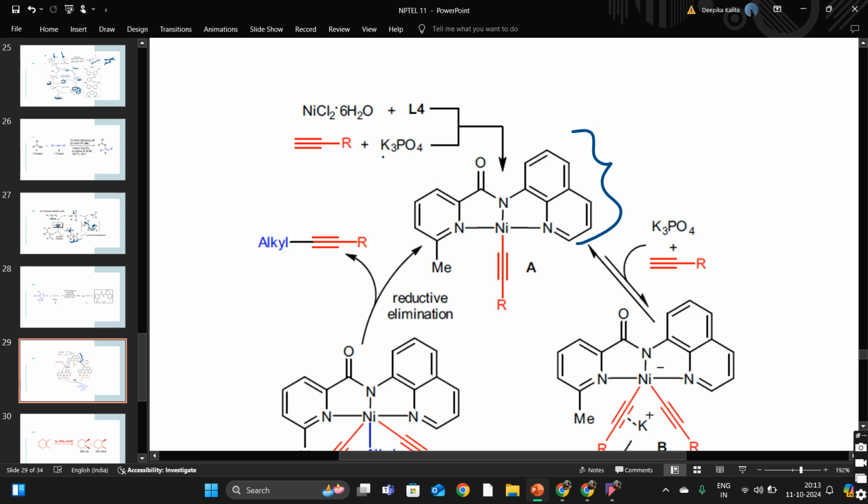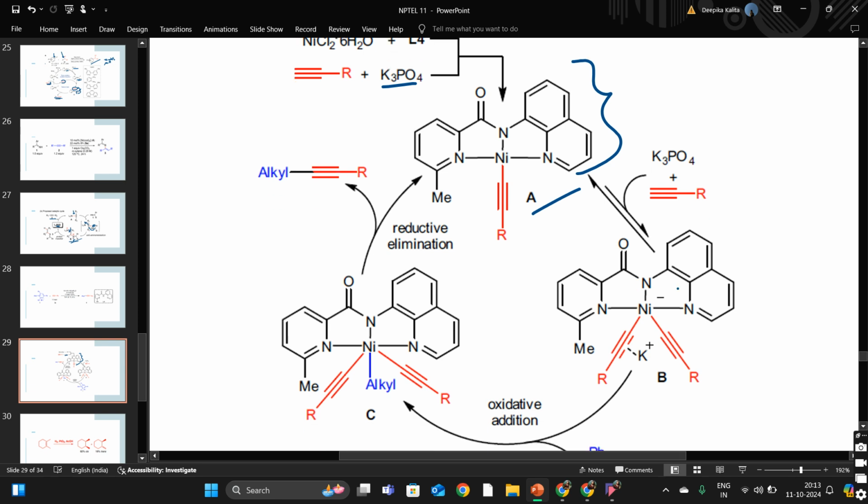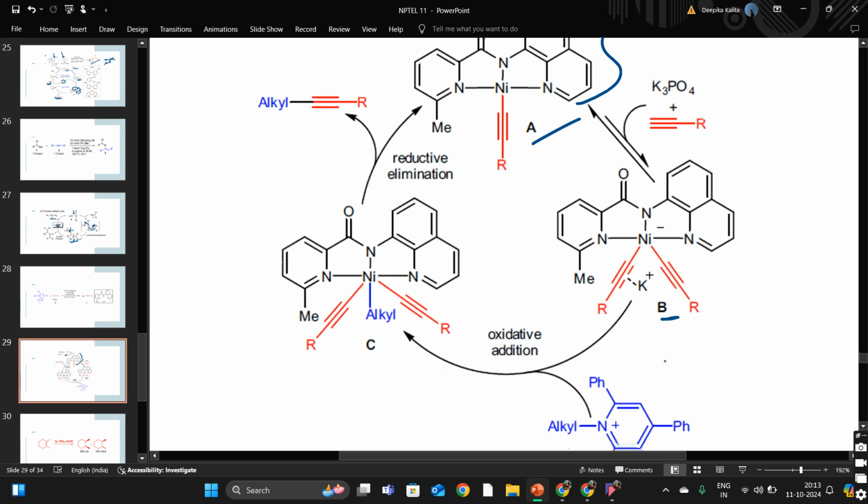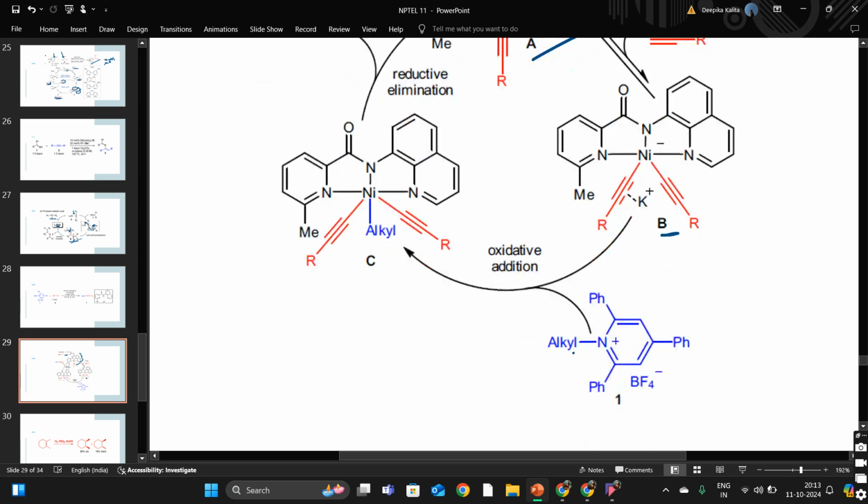ligand, and in presence of potassium phosphate we are going to get the oxidative addition of the alkyne to get the intermediate metal complex A. Then another molecule of the alkyne is coordinating to the nickel metal to give us the intermediate metal complex B. And now finally the alkyl pyridinium salt is going to be introduced in the reaction, and the oxidative addition of this alkyl pyridinium salt will take place to give us this alkyl carbon nickel bond formation.